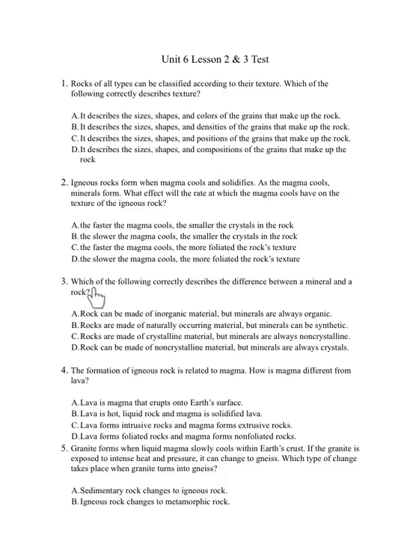Number 3. Which of the following correctly describes the difference between a mineral and a rock? A. Rock can be made of inorganic material, but minerals are always organic. B. Rocks are made of naturally occurring material, but minerals can be synthetic.